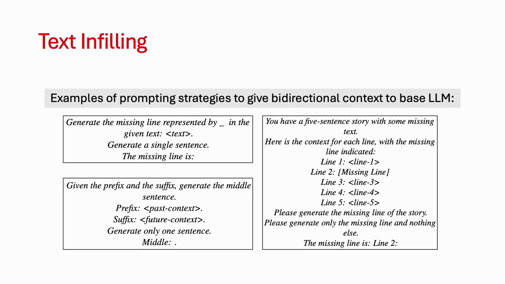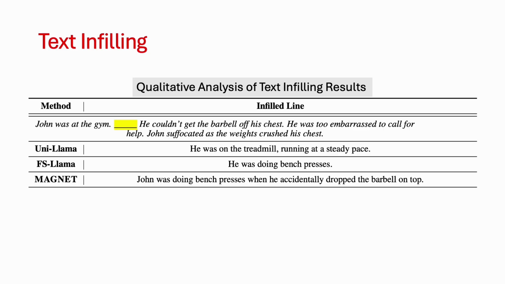Next, we assess the extent to which Magnet improves the infilling capabilities of the base LLM. Since the base model can only attend to unidirectional context, we test several prompting strategies to provide the complete context around the infilling position to the base model. We show three prompt examples on this slide for reference. For a more robust baseline, we use few-shot prompting for the base model. Our qualitative analysis shows that Magnet-adapted LLM yields much more coherent text infilling compared to the base LLM.